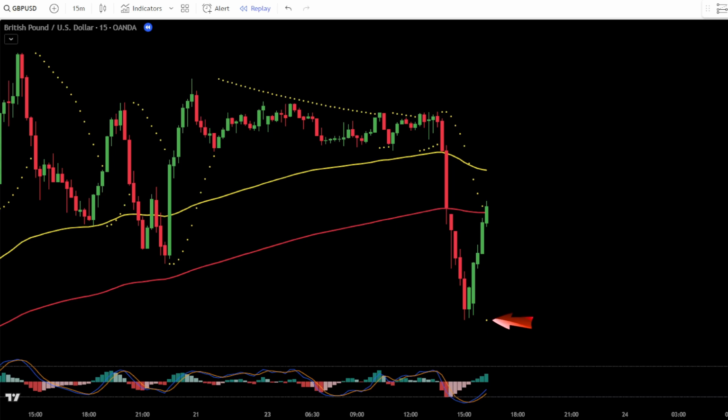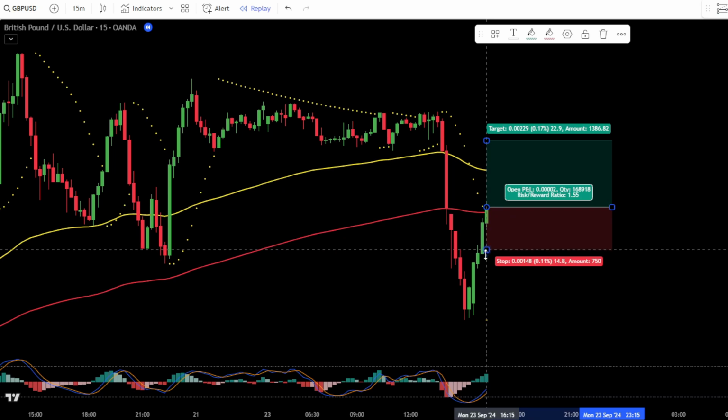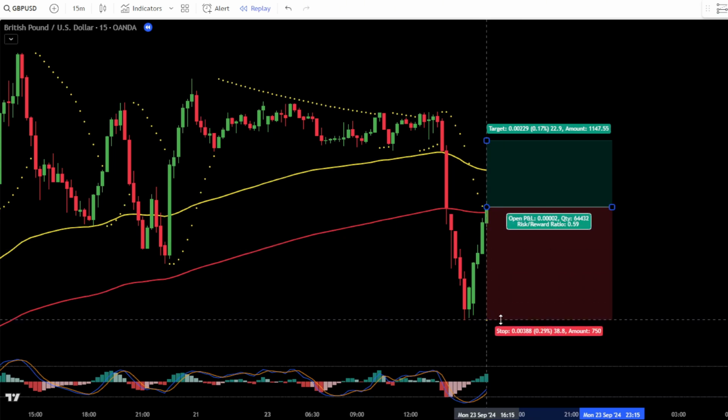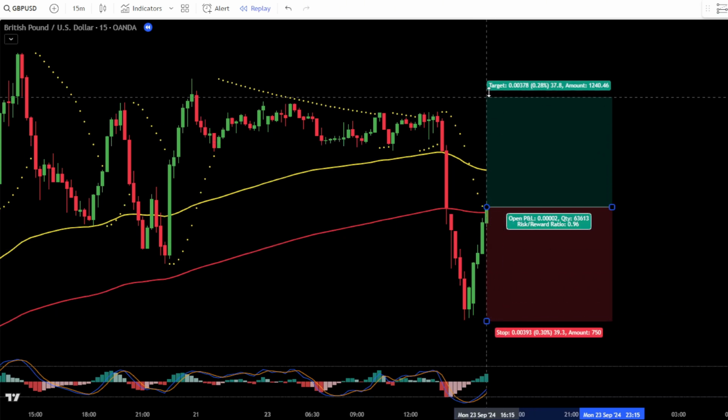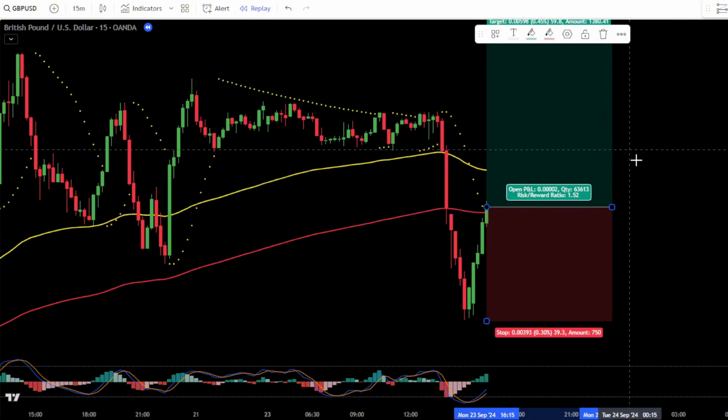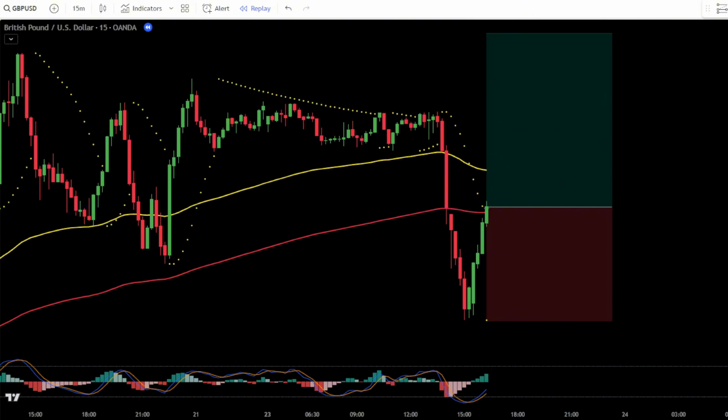The final step, make sure the Parabolic SAR has shifted below the price candlestick. Ensure that the formed candlestick is bullish. If all conditions are met, you can place a buy order after the bullish candlestick is fully closed. Set the stop loss at the Parabolic SAR. Use a take profit target with a risk to reward ratio of 1 to 1.5.